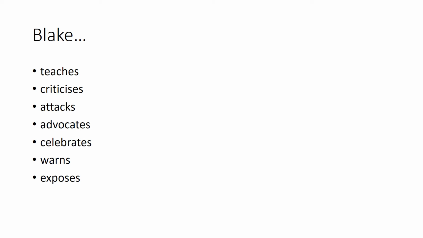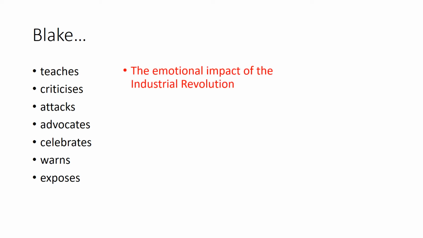So what could we say with London, going back to our idea about what is the message behind it? Well, what we could say is Blake is teaching us the emotional impact of the Industrial Revolution. We're seeing with those marks of weakness and marks of woe how it's affected people. Blake could be attacking the way that governments have dehumanised the subjects in the society.